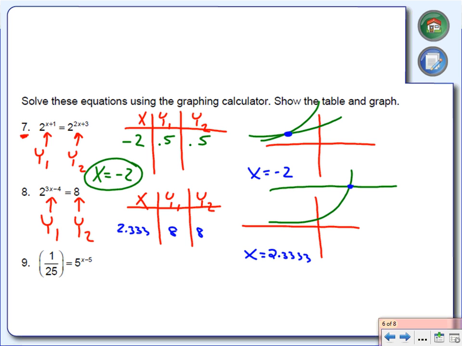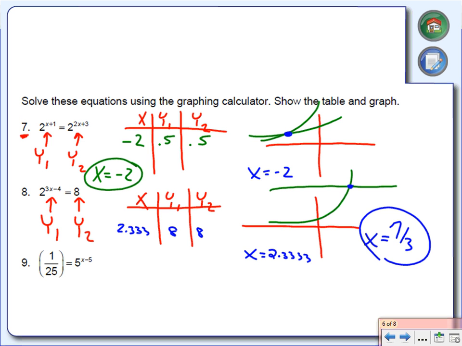By the way, that 2.333 can also be written as a fraction, and that fraction is 7 thirds. Wait a minute, this sounds familiar. 2 to the 3x minus 4 power equals 8. Haven't we seen that before? Turn to the first page again, guys. Isn't that the same as number 2? And number 2, didn't we get 7 thirds? So we've actually worked this out algebraically already.